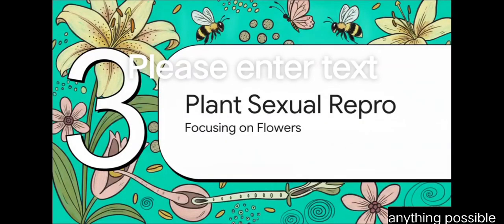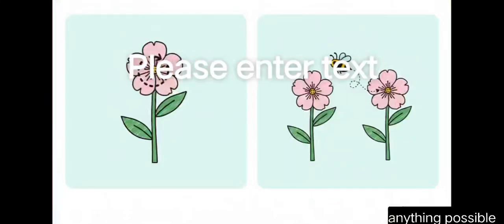All right, Section 3, Plant Sexual Reproduction. So, the crucial step in plants is pollination. That's simply the transfer of pollen from the anther to the stigma. Now, self-pollination happens within the exact same flower or maybe between flowers on the same plant. Cross-pollination, though, occurs when pollen travels to a completely different plant of the same species. Examiners absolutely love testing this difference.